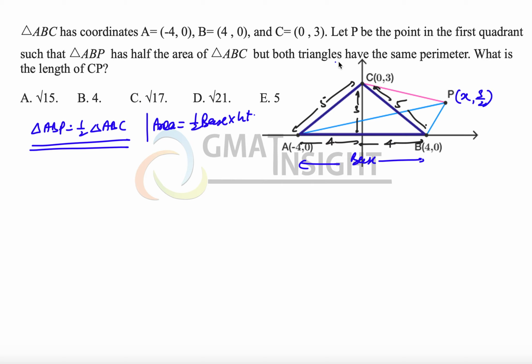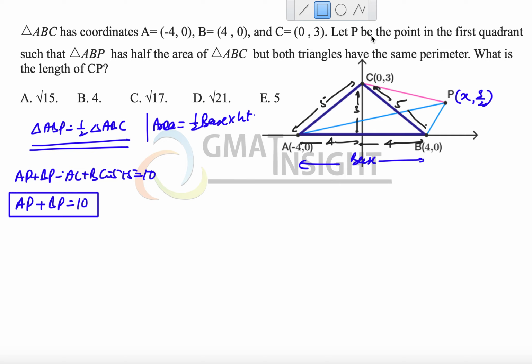Now the next information is that both the triangles have the same perimeter. The perimeter of triangle ABC will be AB plus BC plus AC, and the perimeter of triangle ABP will be AB plus BP plus PA. But we can see that AB is common, which means we can say that AP plus BP should be equal to AC plus BC, which is 5 plus 5, that is 10. That means we now know another relationship, AP plus BP is equal to 10 units, which means whenever needed we can convert AP or BP into each other.